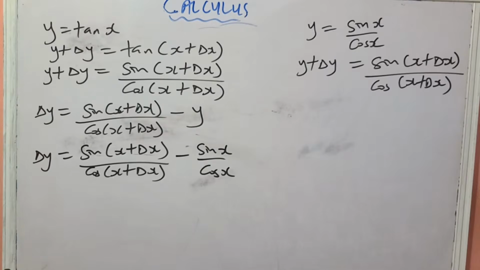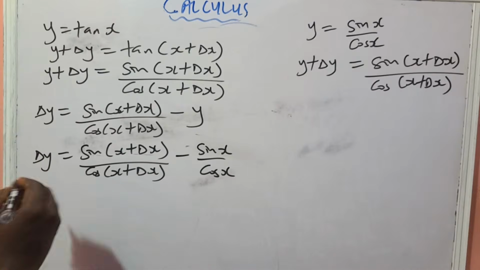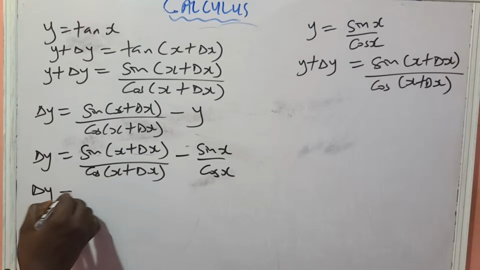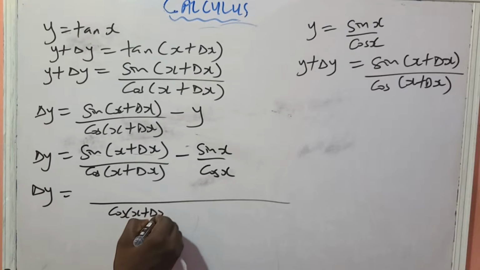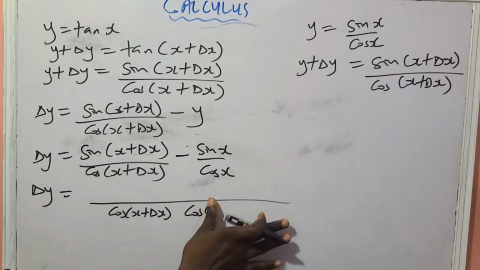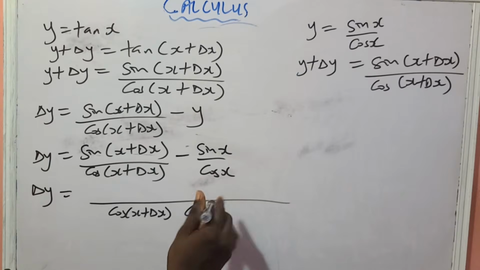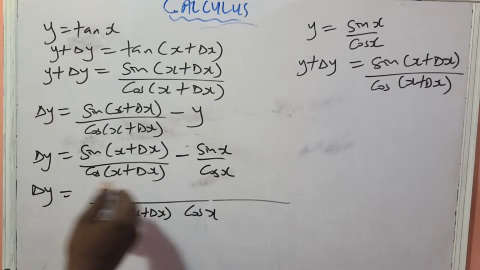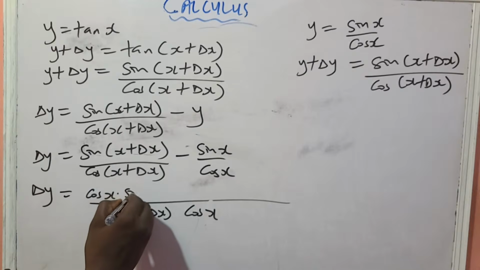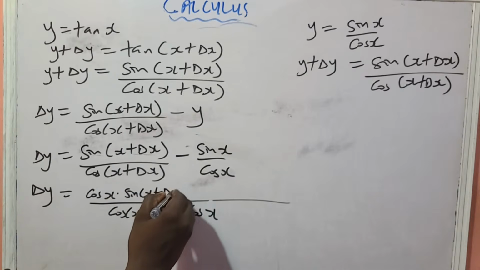Is there any other thing you can think of that will get you going at this point? Not really. So go on to take the LCM of both sides and take it carefully. The LCM will obviously be the product of these two: cos x plus change in x, then cos x. Both of them are going to be the LCM. So this goes in this, and you'll be left with cos x, multiplied by sine x plus change in x.